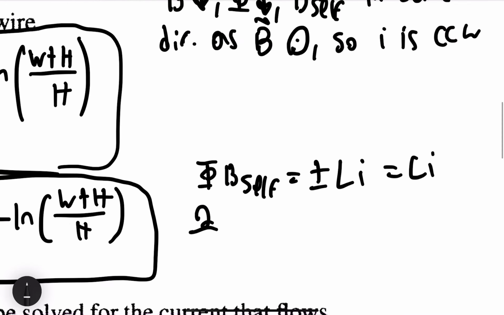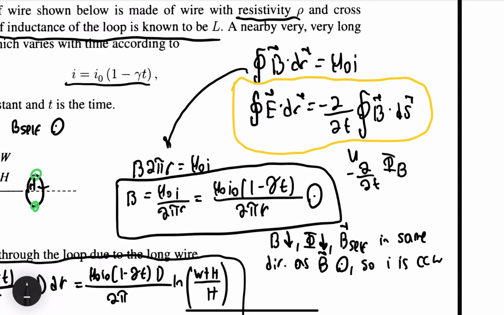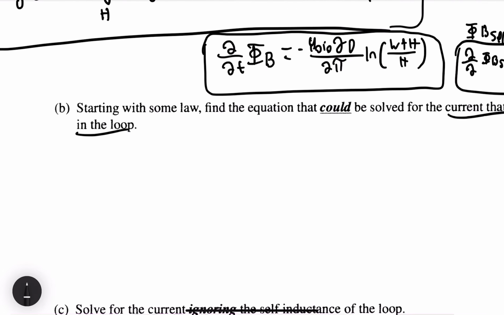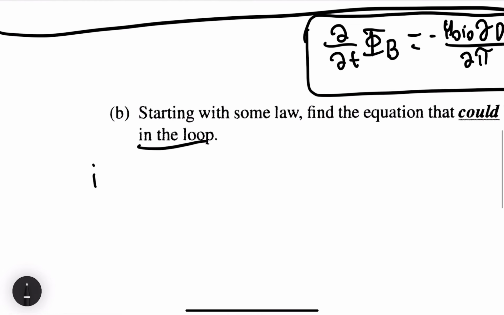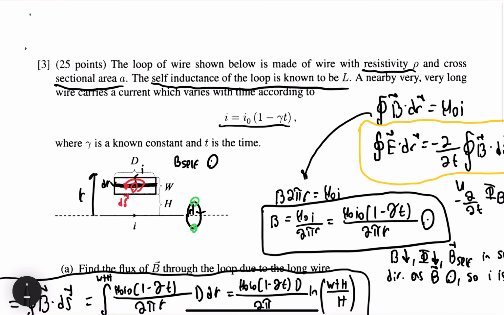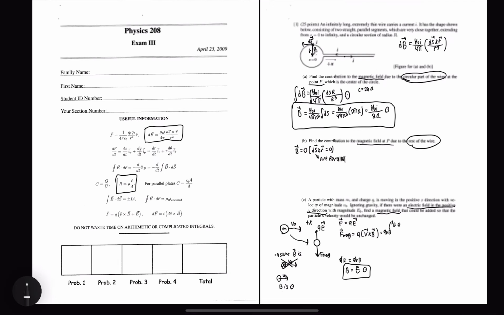And then the partial derivative of the flux of B self is L times the derivative of I with respect to time, di dt. So now I can put everything together. E dot dr is just going along the loop. So I need R, because V equals IR, but I don't know R. But I know resistivity and I know the cross-section area is A, which I think is given as well. Yes, resistance is rho L over A.